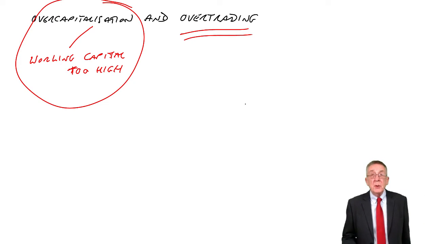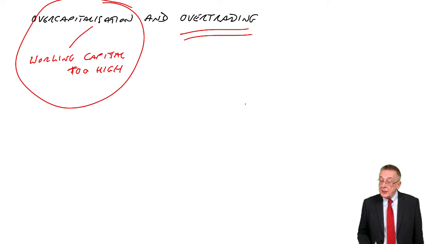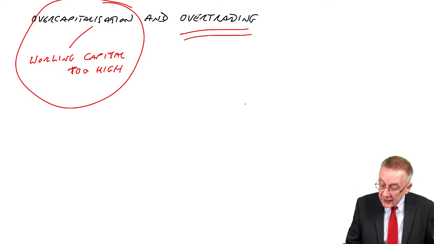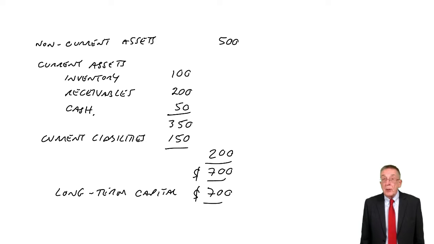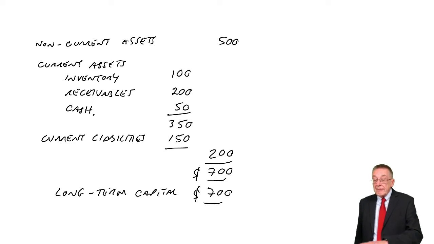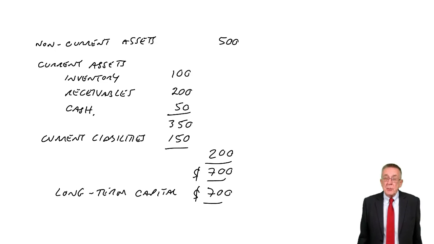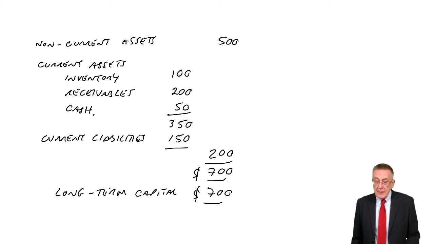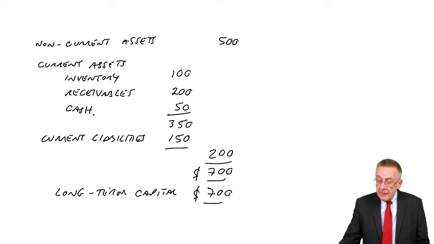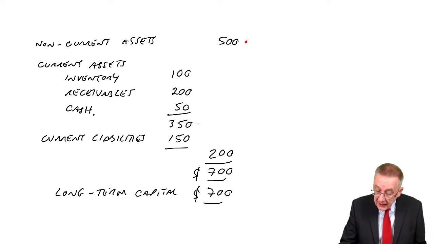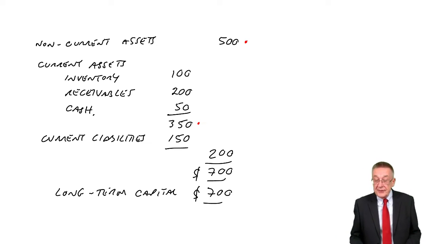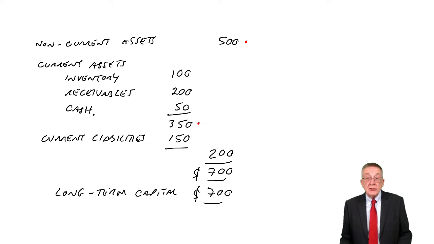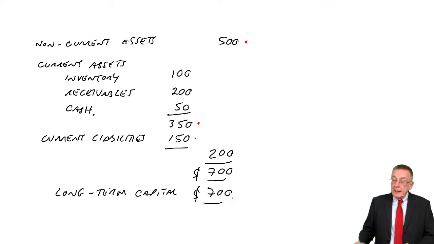What I need to say more about, though, is overtrading, which is somewhat different. And to explain what it is, there's a little illustration there which I've copied down on the screen. And what you've got there effectively is a statement of financial position. I've changed the layout slightly to try and make the point that's coming. But this company has non-current assets of 500, current assets of 350, so total assets are 850. They've got long-term capital of 700 and liabilities of 150, again 850. I've changed it slightly, which shouldn't be any problem.